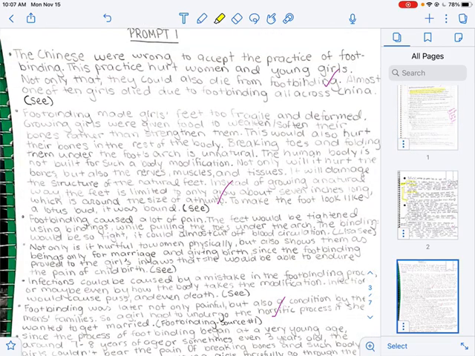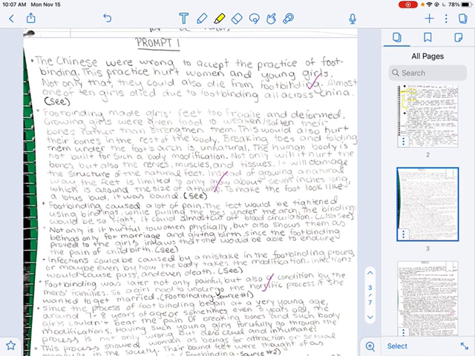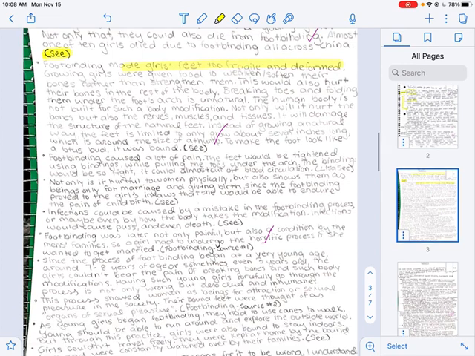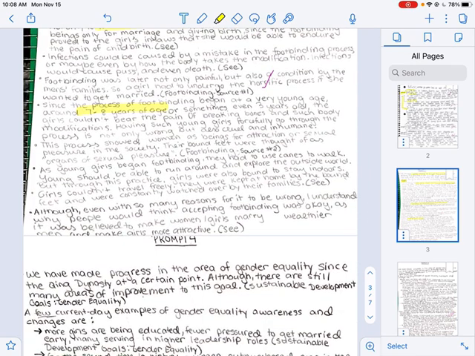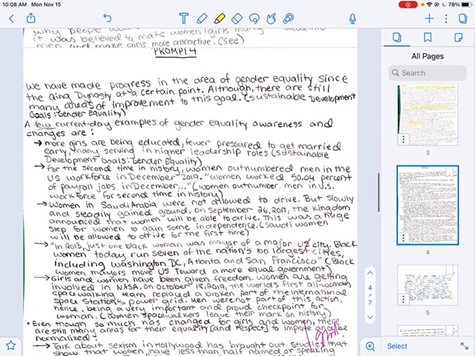Here's another example. This student did prompt number 1. They're showing the author's name for Snowflower and the Secret Fan. At the end, the student is putting their ideas. The Chinese were wrong to accept this practice. It made the girl's feet fragile and deformed. And then we also see some statistics like ages 7 or 8, how this would harm girls physically. And then we also see an example here for prompt number 4.